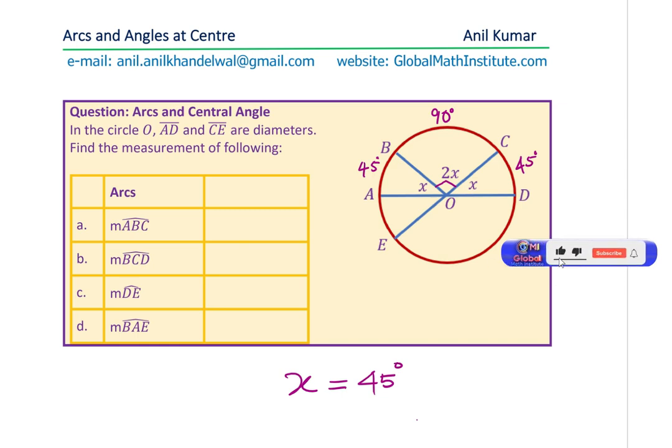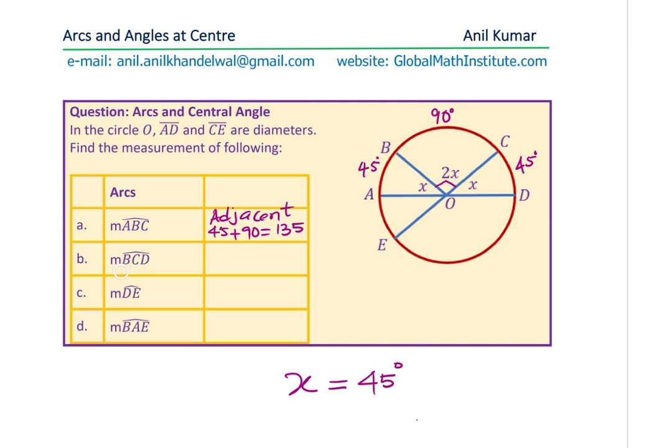Now let's answer the questions. Measurement of arc ABC. Since we have two adjacent arcs, you can add these sums. So it is 45 plus 90, which is 135. And that is how you can write the measurement of this arc, right?